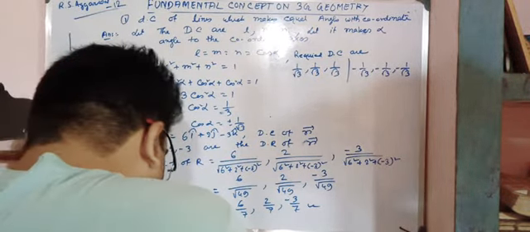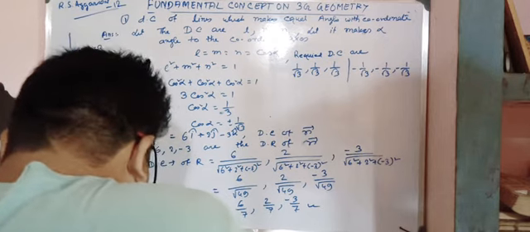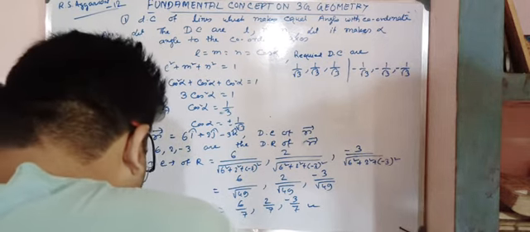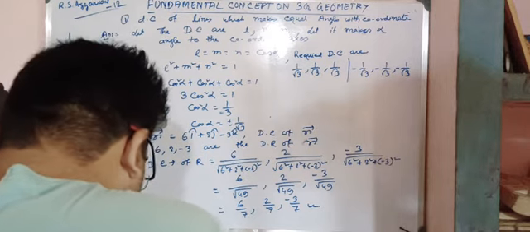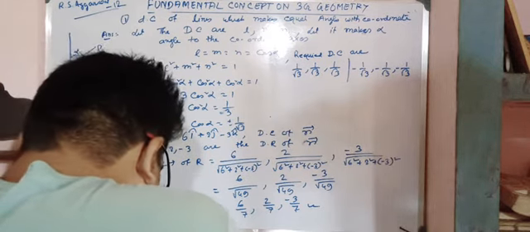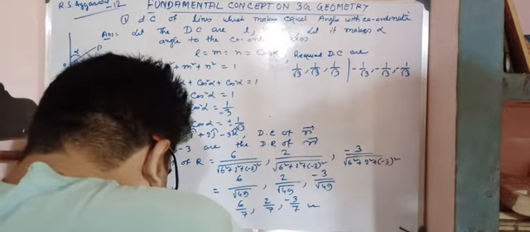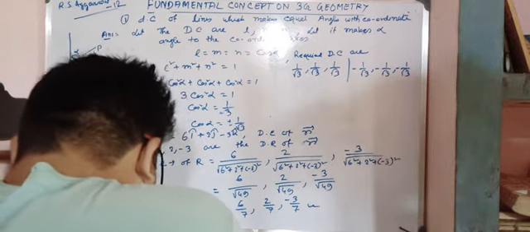Next, move to another question. The question is given here: find the angle made by one vector, the vector form is given here, i, j minus k, with the coordinate axis. Okay.